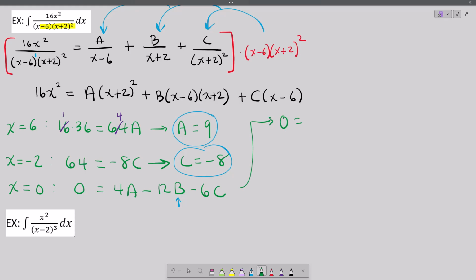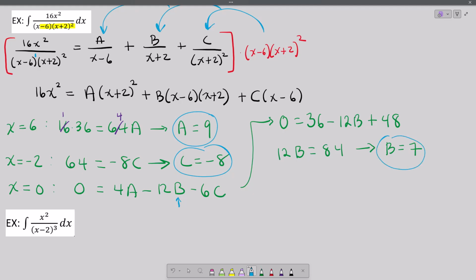So that is going to give us the following. We're going to have 0 on the left. 4a is 36. And then we have minus 12b. We don't know what b is yet. And then we have negative 6c. Well, c is negative 8, so negative 6 times negative 8 is 48. So this tells us that 12b is equal to 84. B is equal to 7. So now we have all of them.